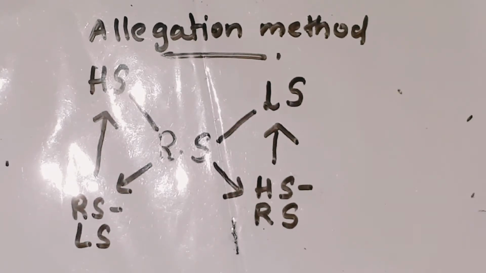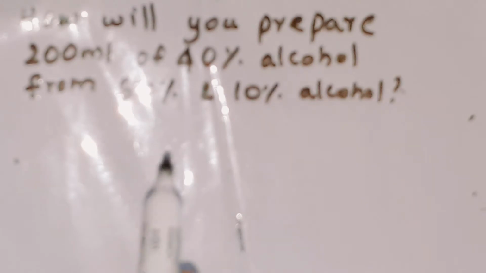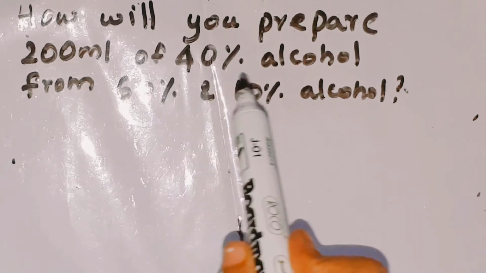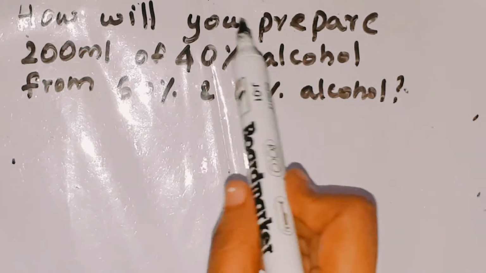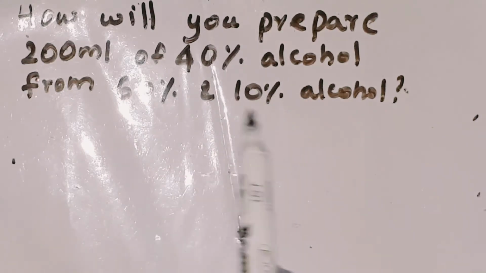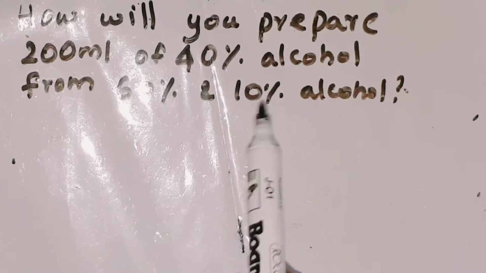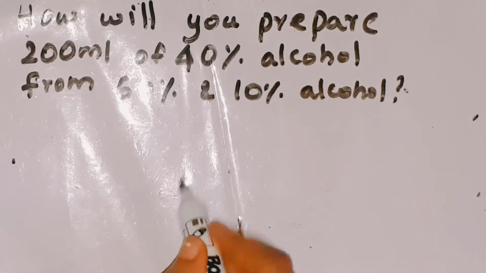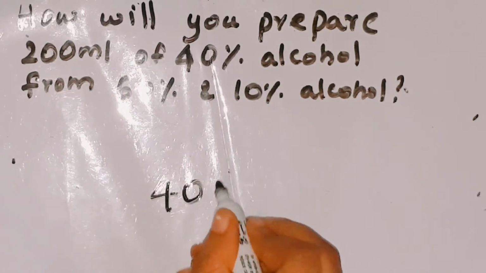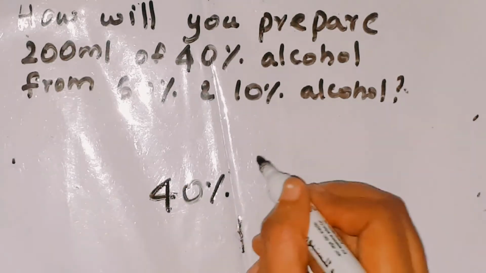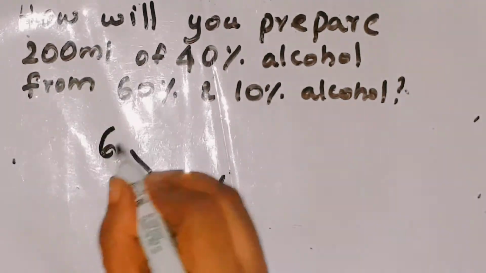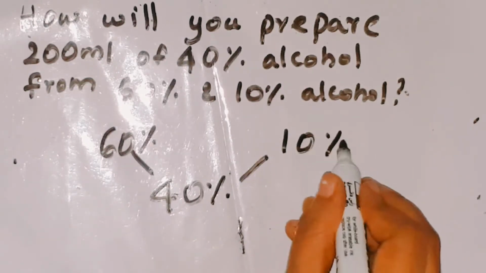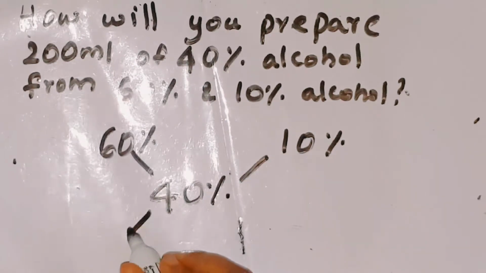So let's look at a problem here. How will you prepare 200 ml of 40% alcohol from 60% and 10% alcohol? Here the required strength is 40%, 60% is the higher strength and the lower strength is 10%. So let's get started. First, we write the required strength in the middle as we have learned before. That is 40% here. And on the left side, upper part, it is 60%, which is the highest strength. And on the right side, it is the 10% lower strength.